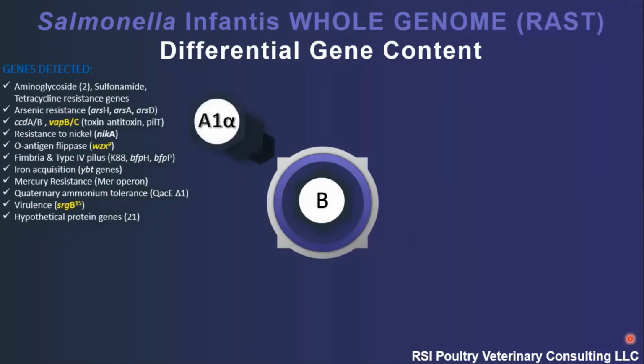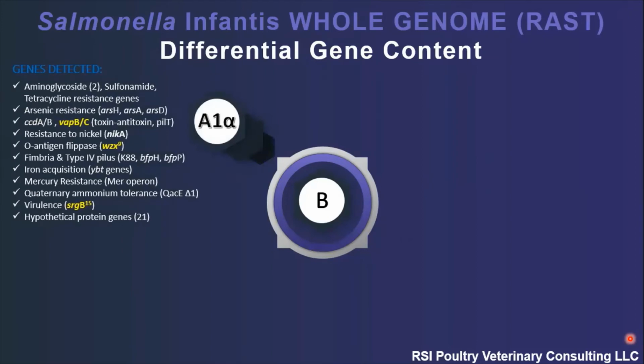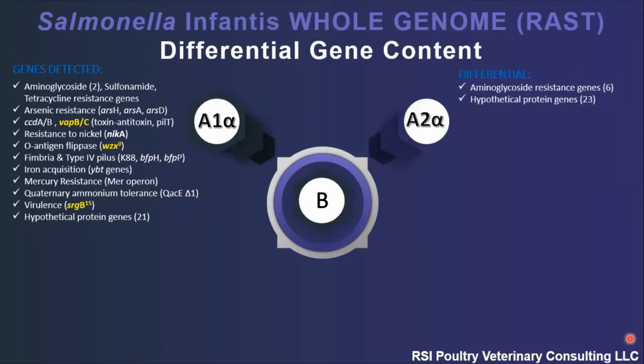The A1 alpha isolates carry several antimicrobial genes that were not present in the phylogenetic group B. Here, highlighted in yellow, are those genes identified by this approach. The A2 alpha isolates were similar to the A1 alpha isolates, although this group contained additional aminoglycoside resistance genes not present in the phylogenetic group B.